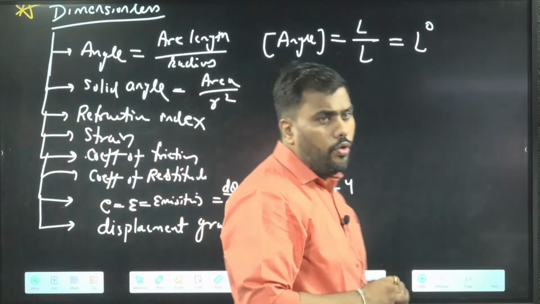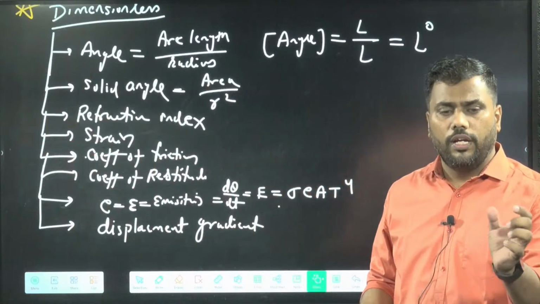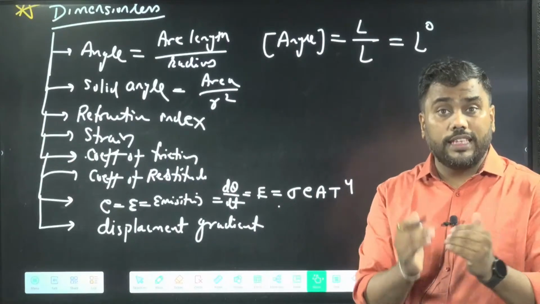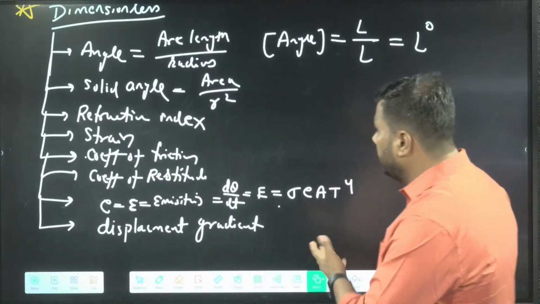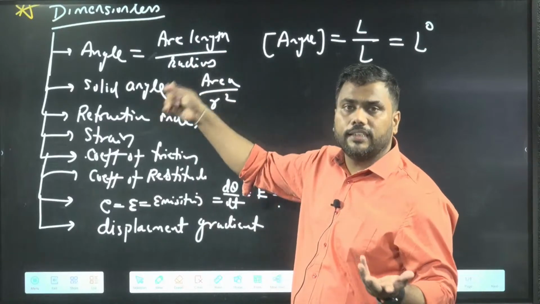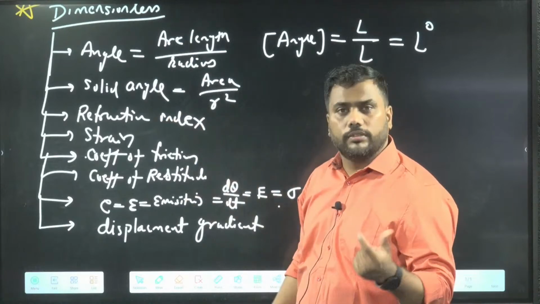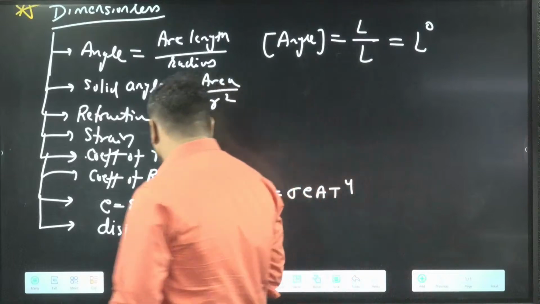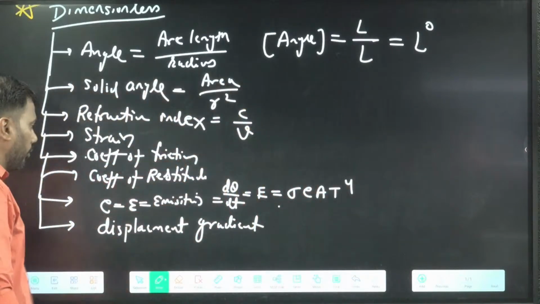So what is a dimensionless physical quantity? One having dimensions of the fundamental physical quantities as 0, 0, 0. If you divide two physical quantities of the same kind, you will get a dimensionless physical quantity. In all these situations, we are dividing the same kind of physical quantities. Angle is arc length by radius, area by radius square. Refractive index is the speed of light in free space divided by the speed of light in a medium. So it's just a ratio of the same type of physical quantity.